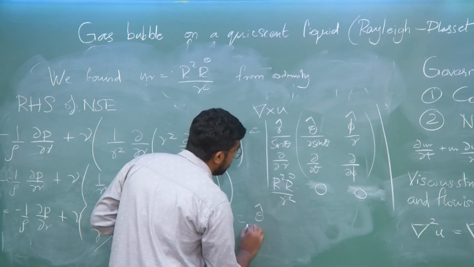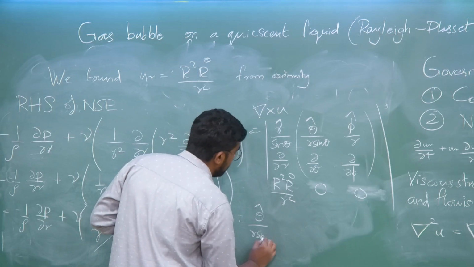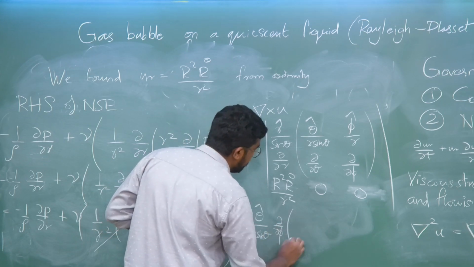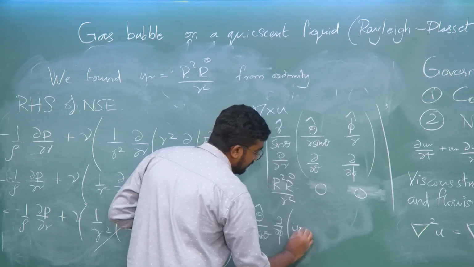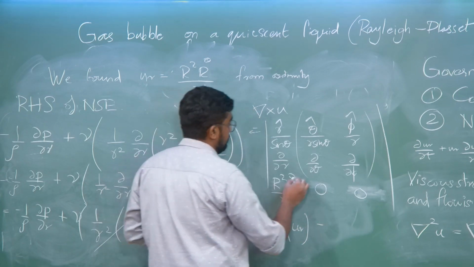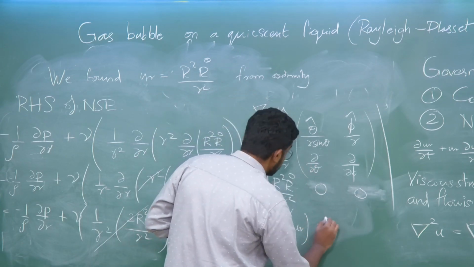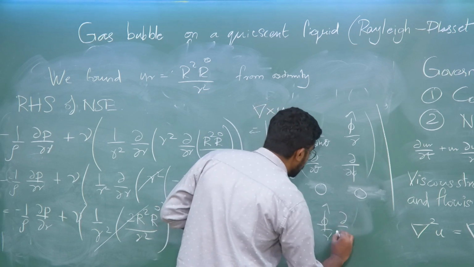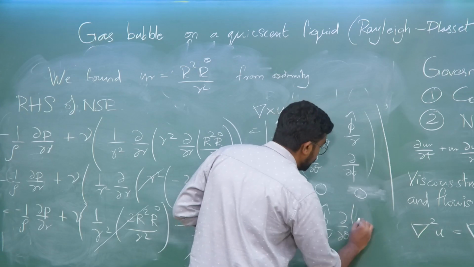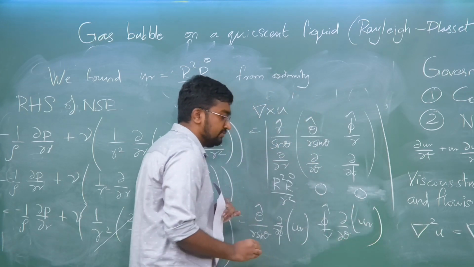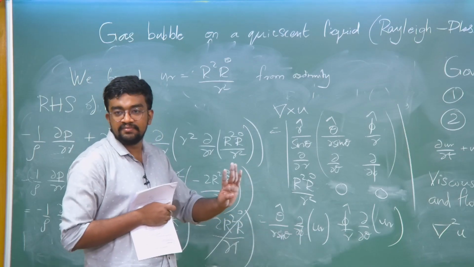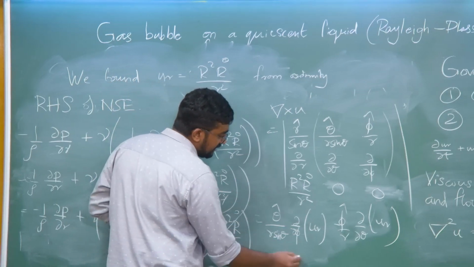What you will get is theta cap by r sin theta dou by dou phi of ur, minus phi cap by r dou by dou theta of ur. Ur we know does not vary in theta or phi. So this expression as a whole is 0.